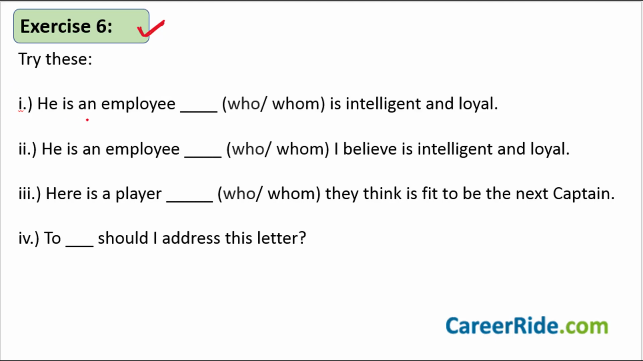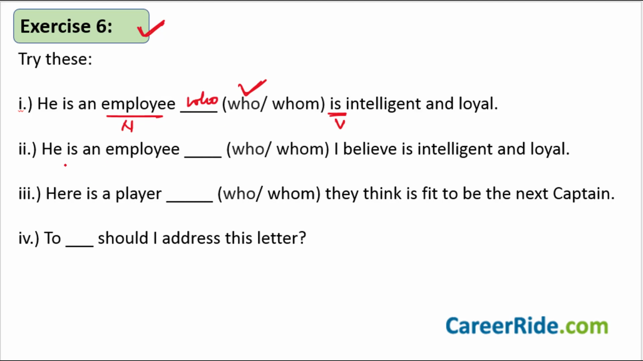The first one. He is an employee dash is intelligent and loyal. There's a blank which has to be filled with who or whom, okay? Let's start. I see a noun here, okay? Is there a verb after the blank? Yes, there is a verb after the blank. What should come here? Who, right? He is an employee who is intelligent and loyal.